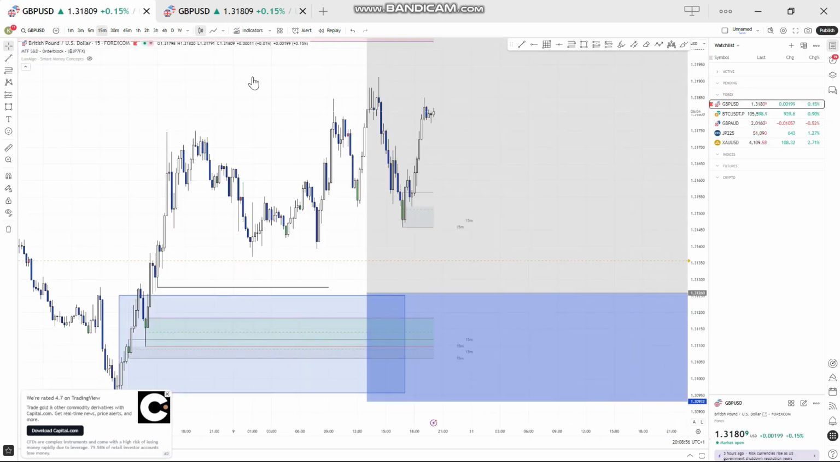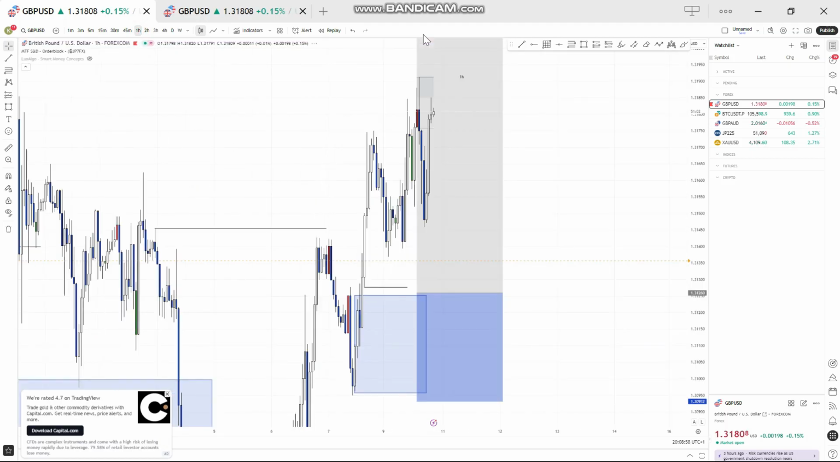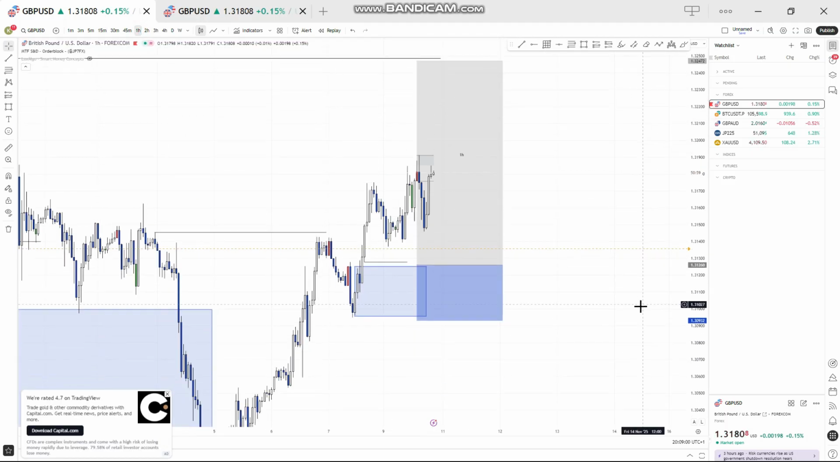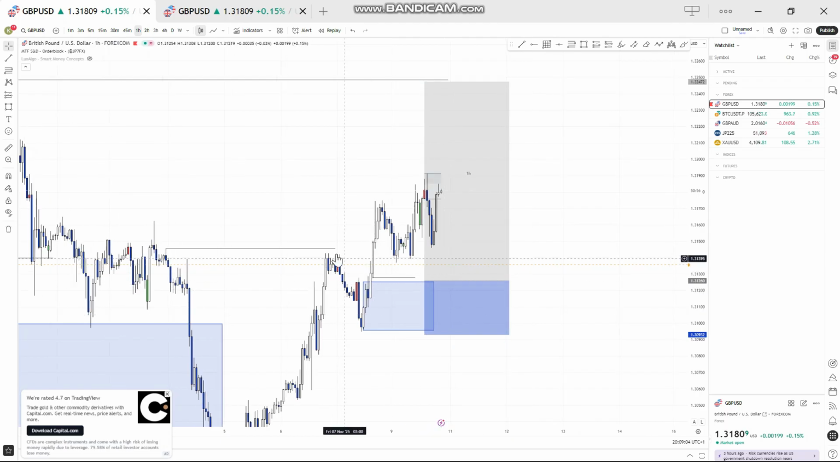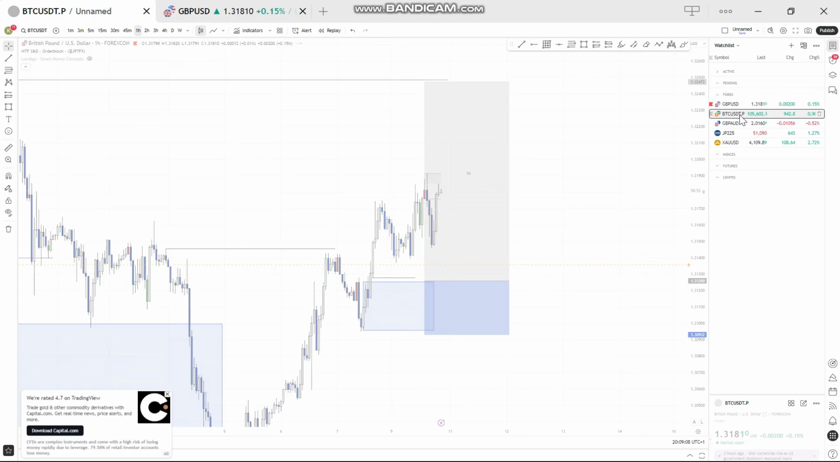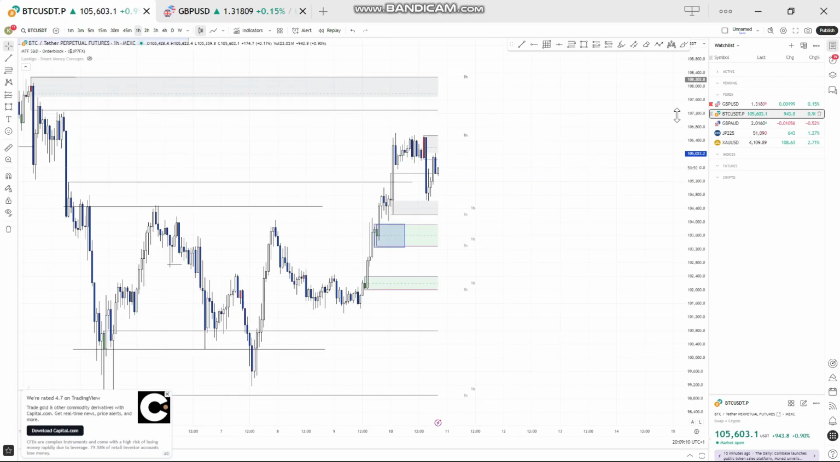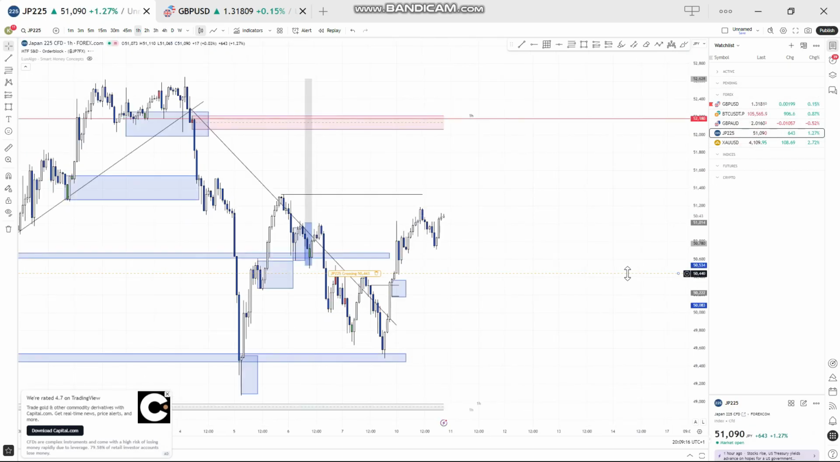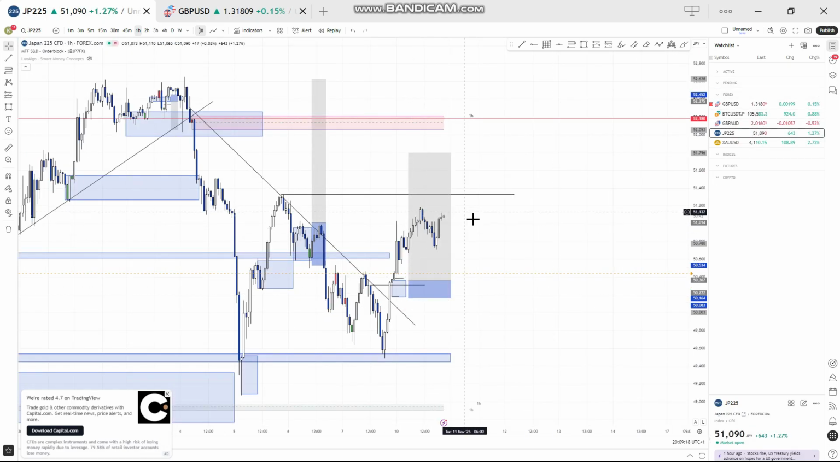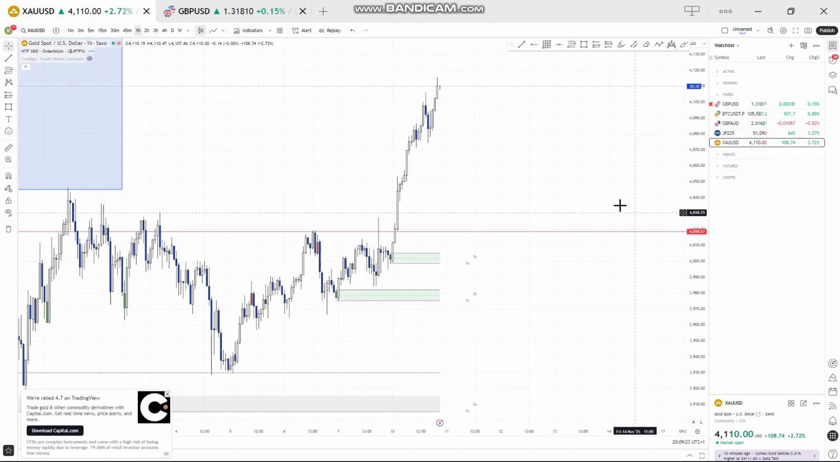I don't know if I'll call this a missed entry on GBP USD, or I'm not sure, but I'll leave it and see what happens in the night. I've had a break, another break. BTC. Well, this is what I had on BTC. Nothing happening yet. Japanese index looks like it's not coming back. Gold. Whoa, gold soared.